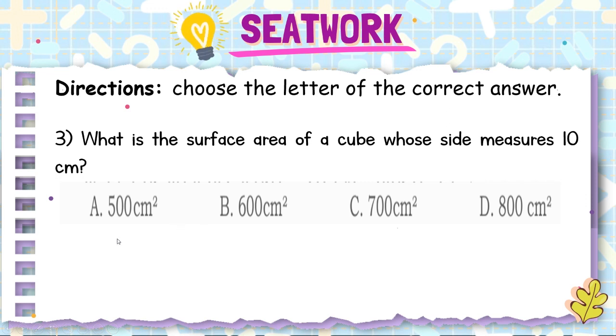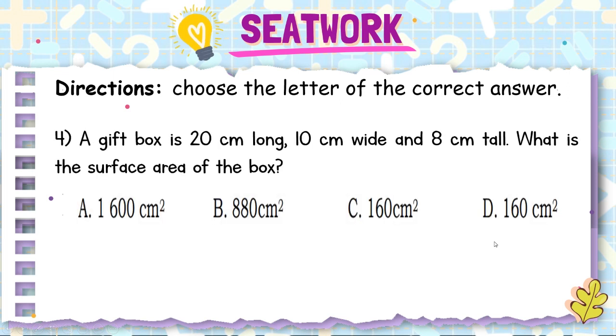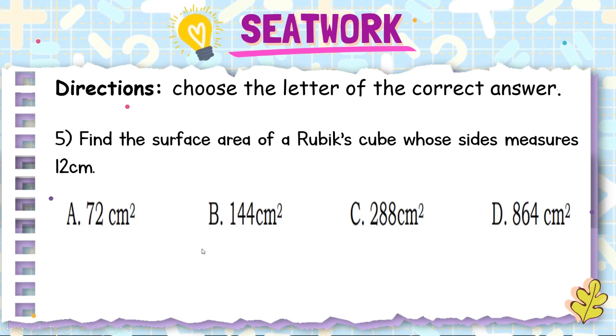Is it A, 500 square centimeters? B, 600 square centimeters? C, 700 square centimeters? Or D, 800 square centimeters? And for number 4, a gift box is 20 centimeters long, 8 centimeters wide, and 8 centimeters tall. What is the surface area of the box? A, B, C, or D? And lastly, for question number 5, find the surface area of the Rubik's Cube whose side measures 12 centimeters. Is it A, B, C, or D?